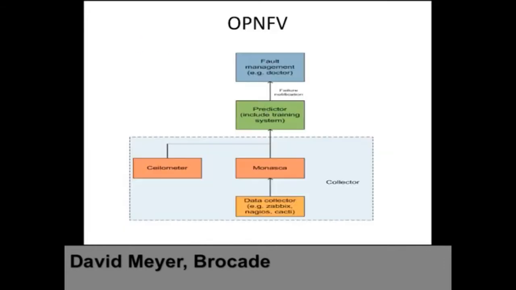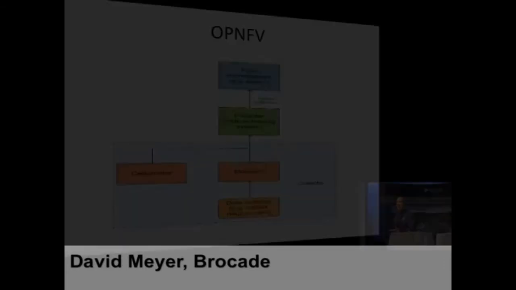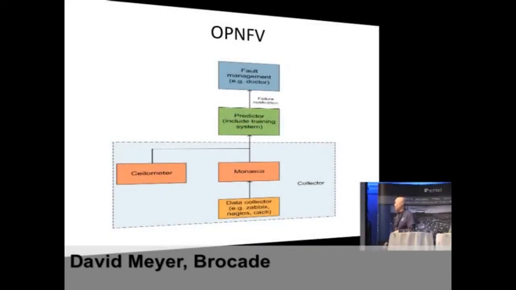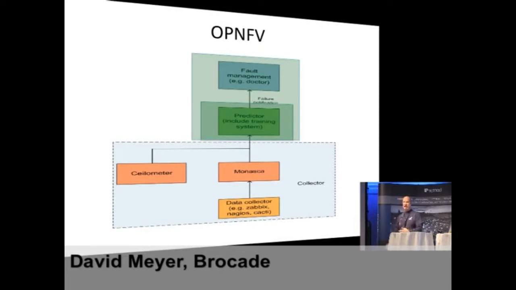Oh yeah, and OpenNFV. In OpenNFV, they have this thing called the predictor, right? What is that? Well, that's a machine learning thing. So how is that going to work? I asked the guys who wrote this slide, how does that work? And they go, well, we don't know, we're just going to try. So networking people are starting to understand this.